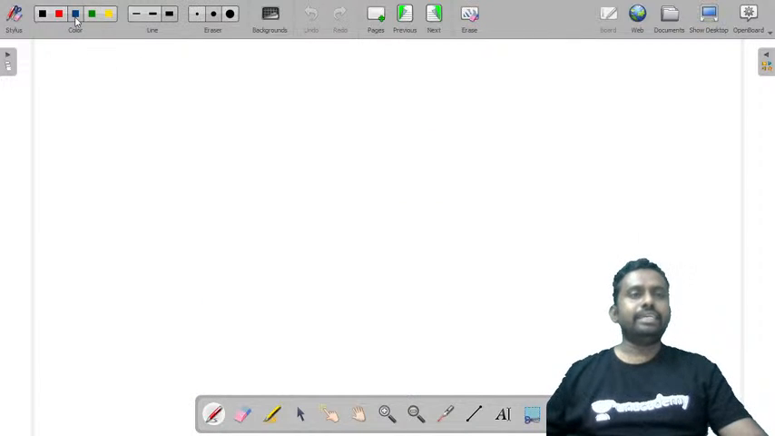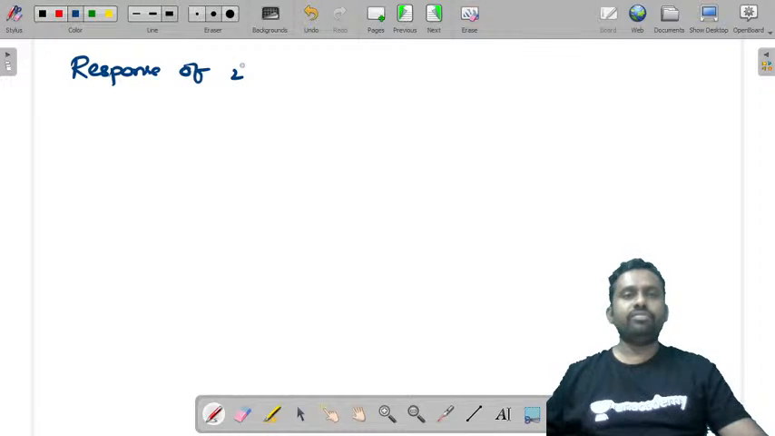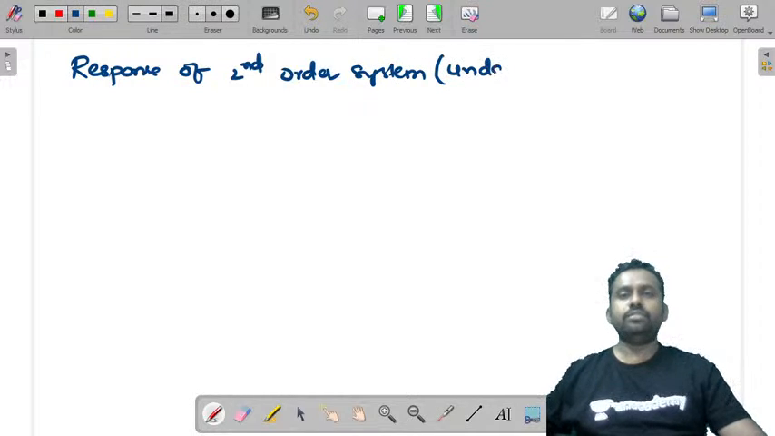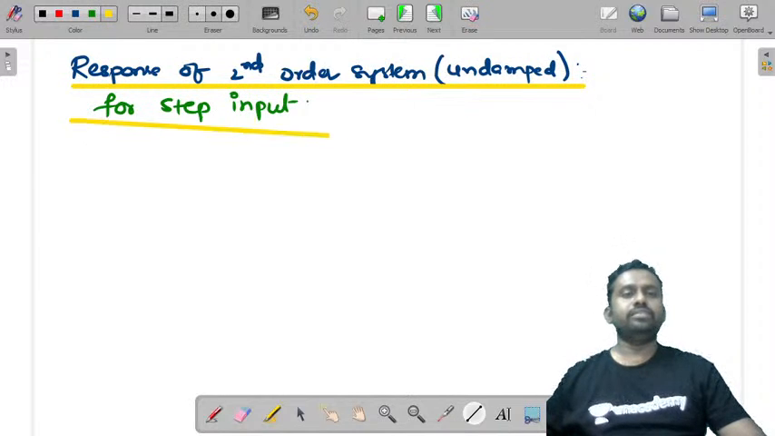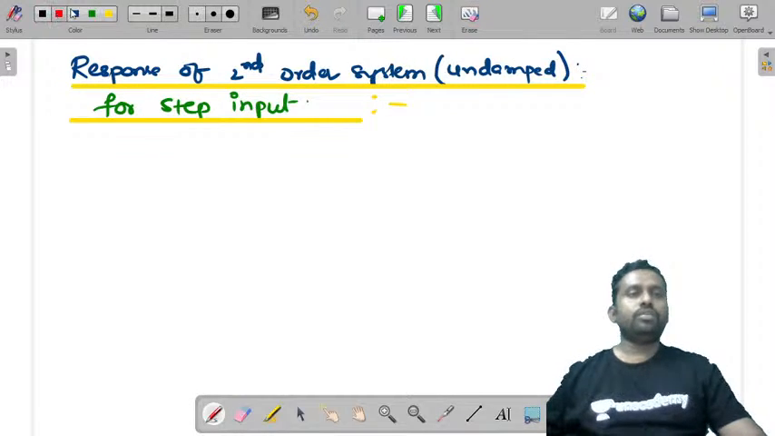Now let us consider the response of a second order system which is undamped, for step input. You may be asked any question on it. So it is the response of an undamped second order system for step input. Now let us see how to do that.